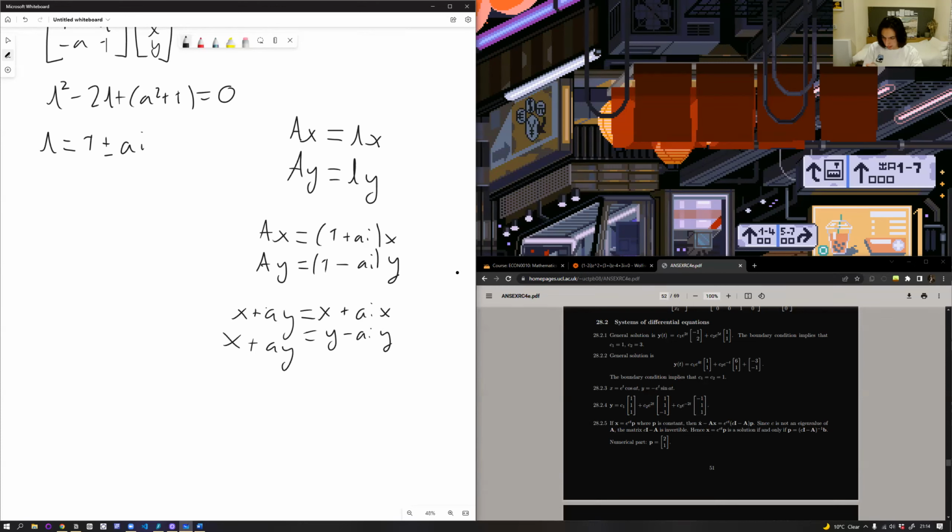Which gives you... Okay, so solving the top one, you would cancel these out, first of all. So you would get AY is equal to AIX. So you'd cancel those out, and then you get Y is equal to IX.